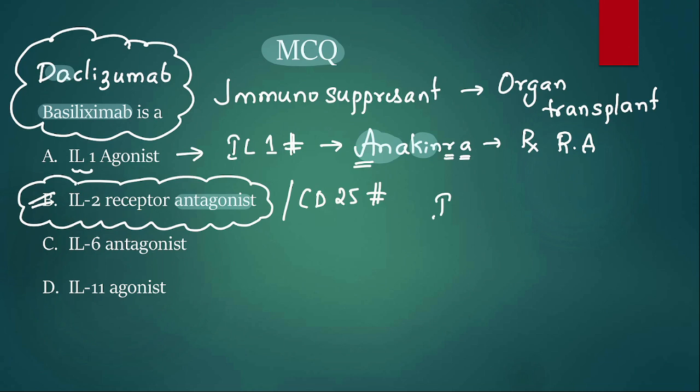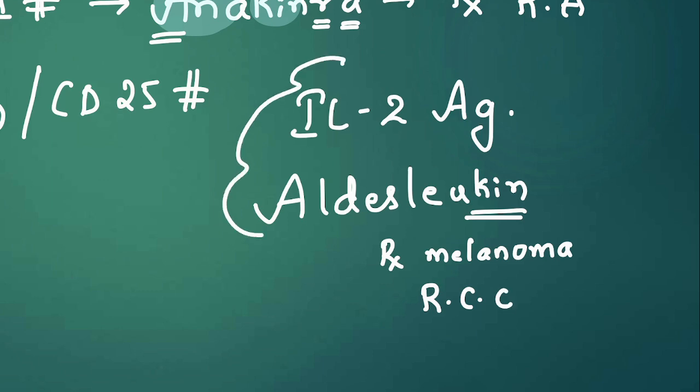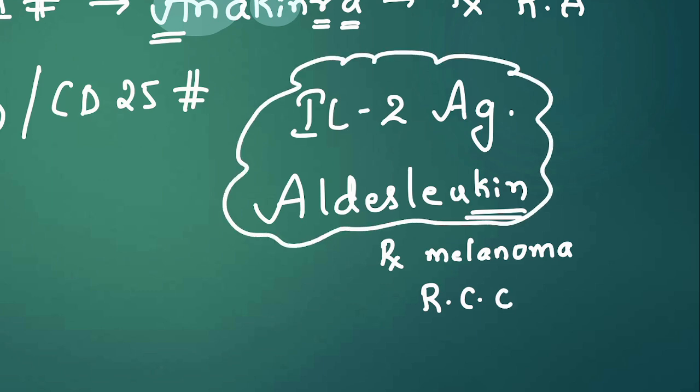Is there any interleukin 2 agonist? Yes, we have something called aldesleukin. Usually interleukins end with kins, leukins, and it is used to treat melanoma, a cancer, and also it is used to manage renal cell cancer. It is the interleukin 2 agonist.